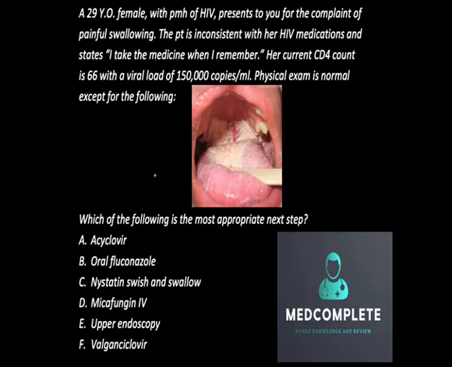Today we have a 29-year-old female with a past medical history of HIV who presents to you for the complaint of painful swallowing. The patient is inconsistent with her HIV medication and states, "I take the medicine when I remember." Her current CD4 count is 66 with a viral load of 150,000 copies per ml. Physical exam is normal except for the following image. Which of the following is the most appropriate next step?